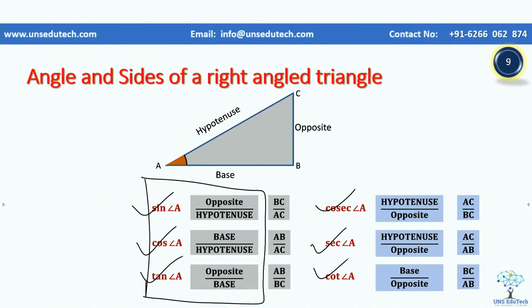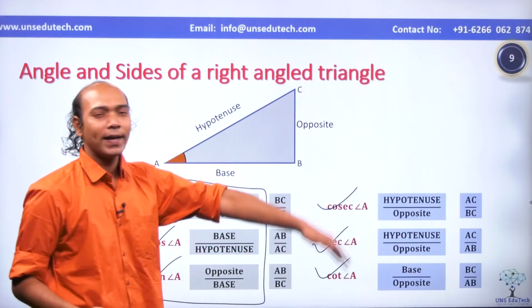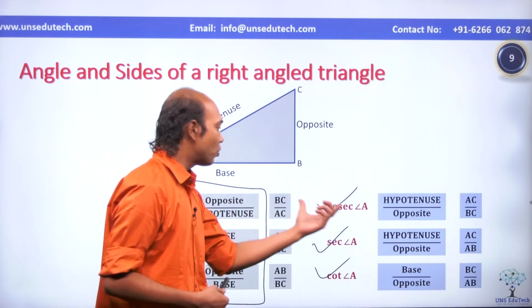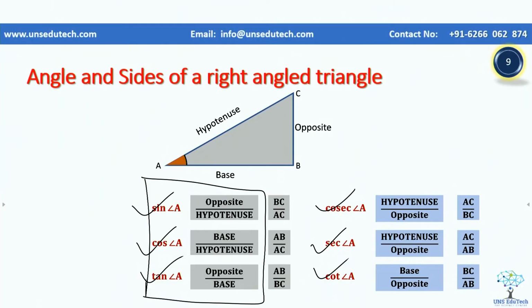If we remember these 3, that sine A is opposite by hypotenuse, cos A is base by hypotenuse and tan A is opposite by base, using that we can easily find cosec, sec and cot just using the concept that cosec is the reciprocal of sine A, sec is the reciprocal of cos A and cot is the reciprocal of tan A and vice versa obviously. So these are the basics of trigonometry definition.